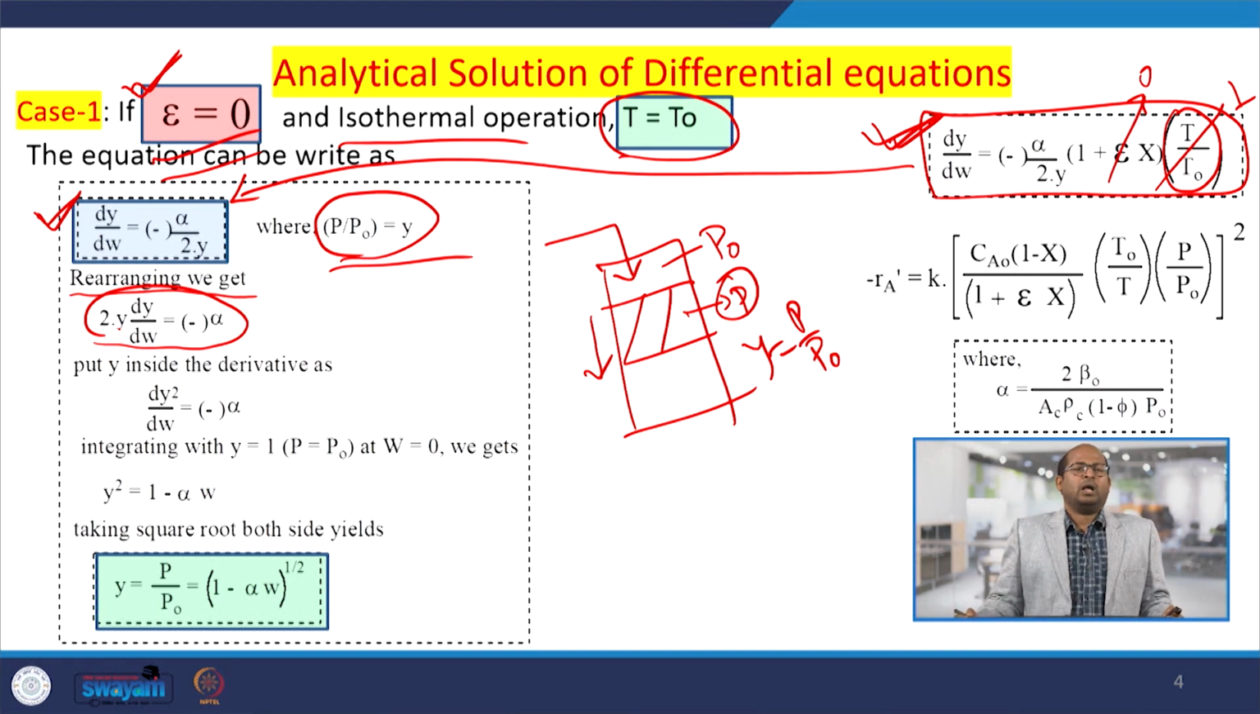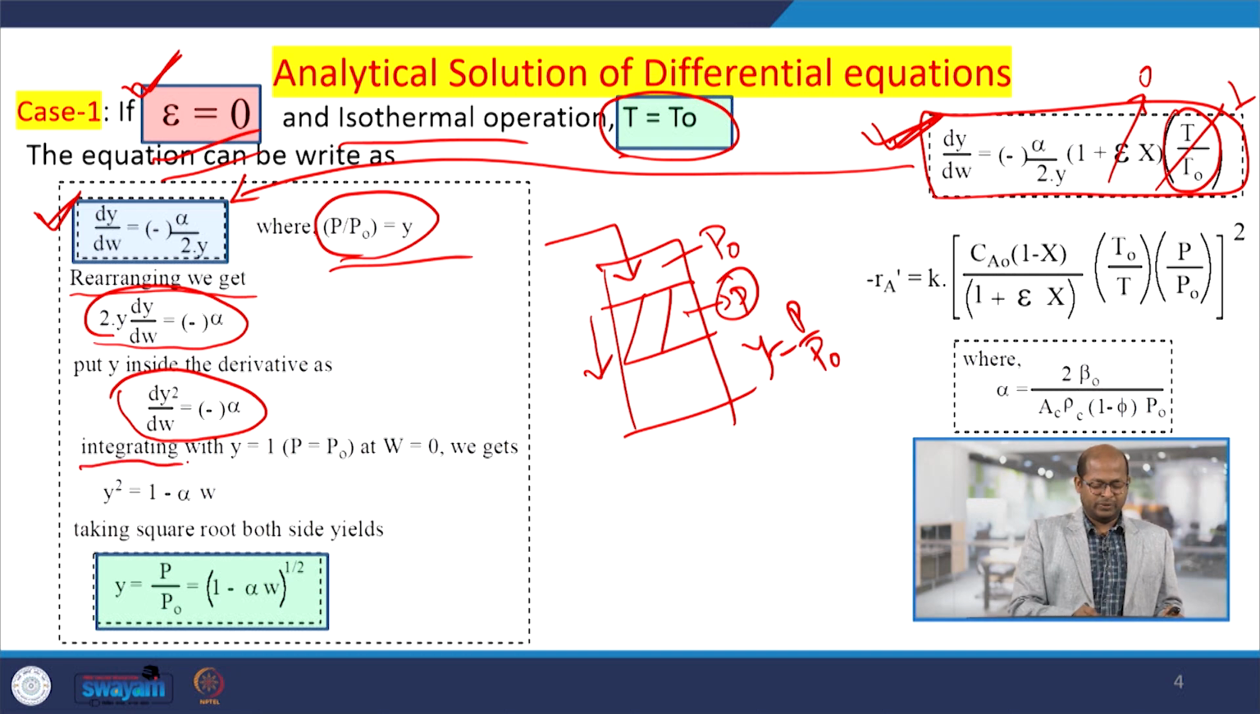Now if we rearrange these equations, we will get the following. The 2y was outside the derivative; if we put 2y inside the derivative, then the equation is converted to this, and after that we integrate these equations.